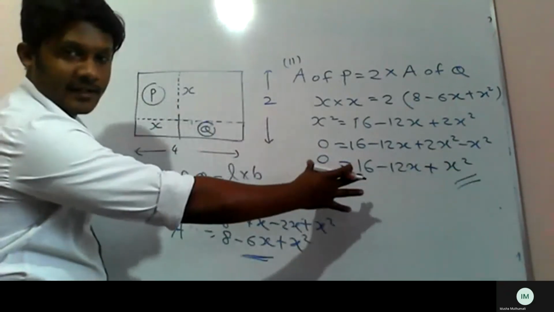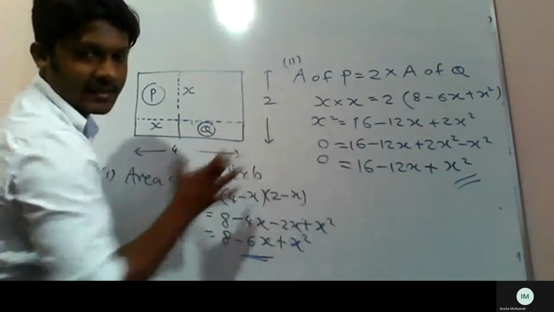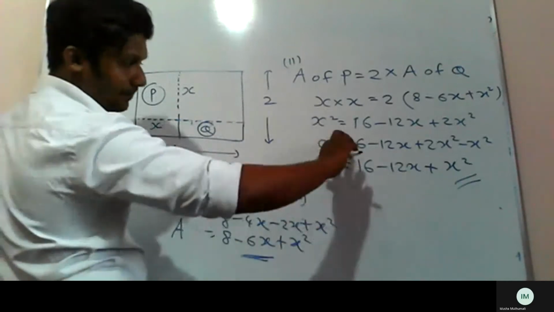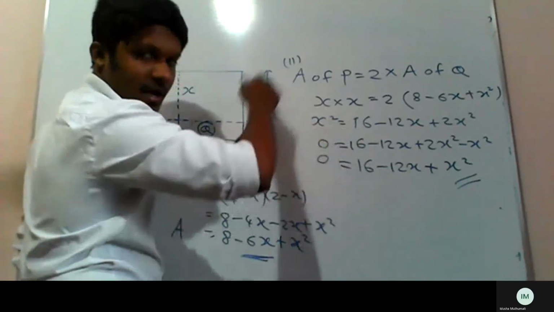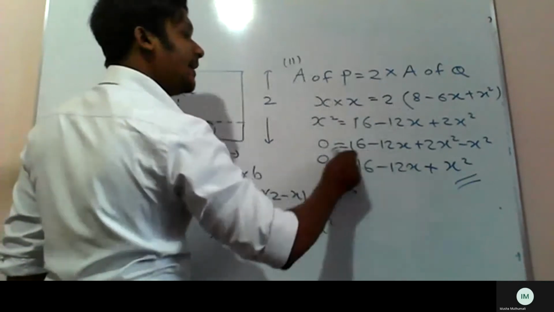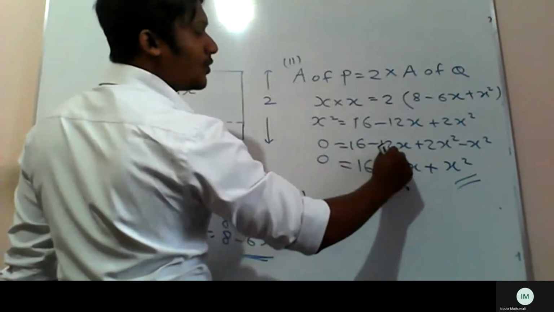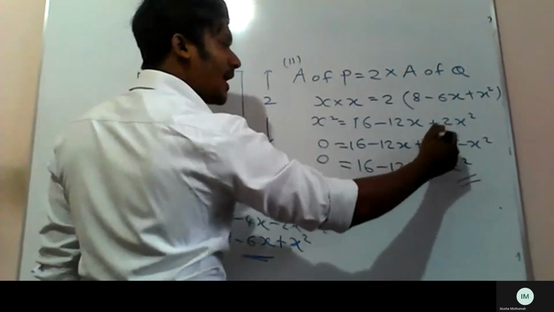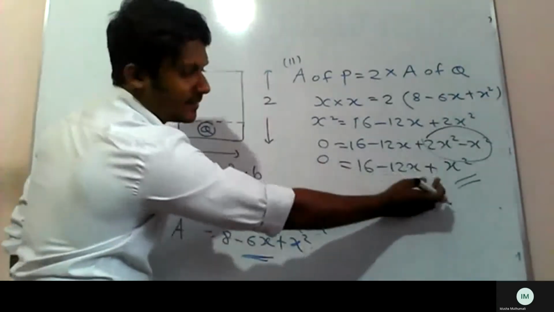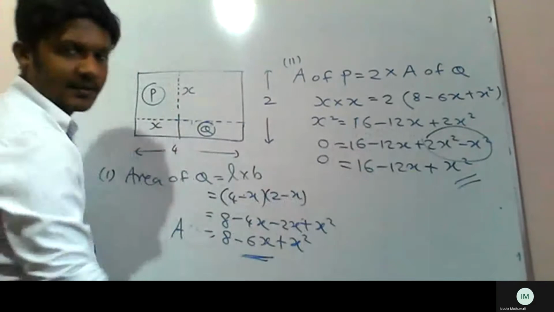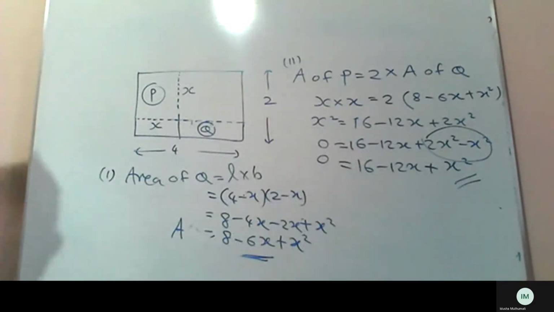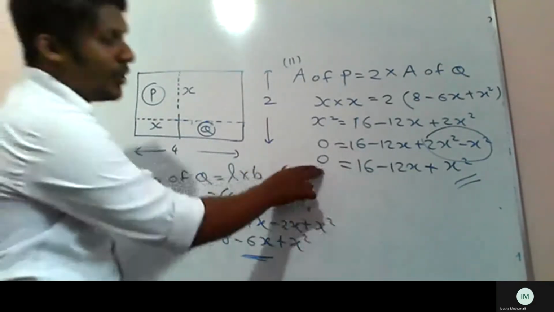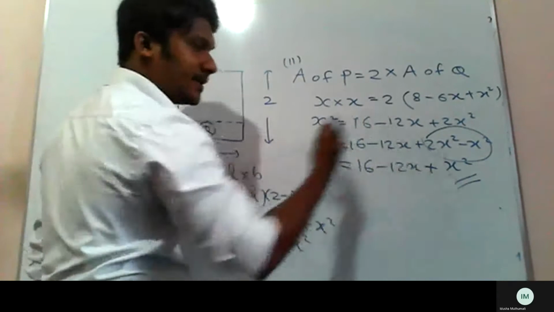Right, now we can verify the answer. You can show the answer like that because we can move x squared to the other side, and 2x squared minus x squared are like terms, no? These are like terms, so the answer is 1x squared. Then the answer is 0 equals 16 minus 12x plus x squared.